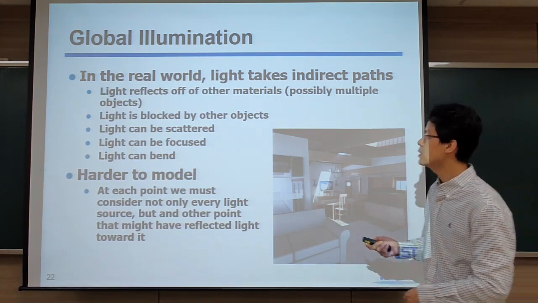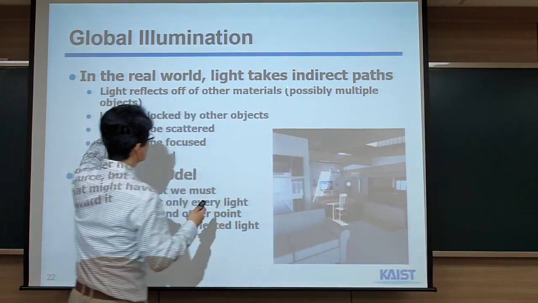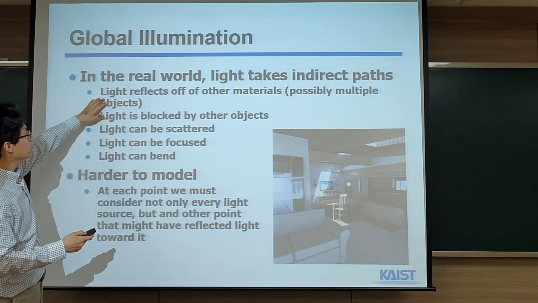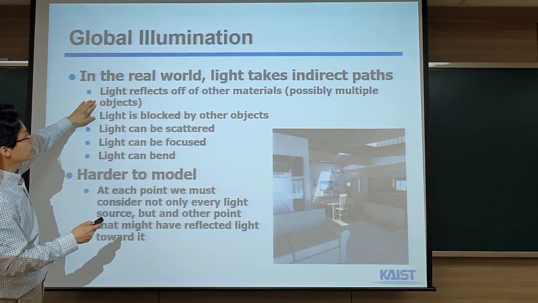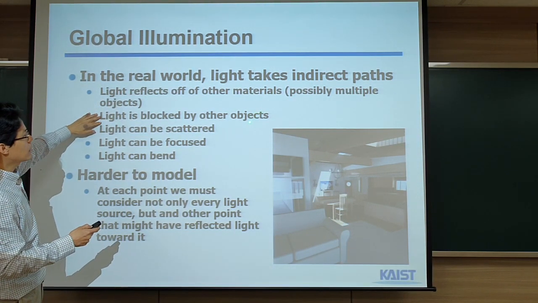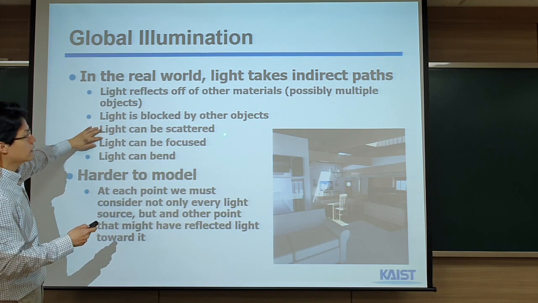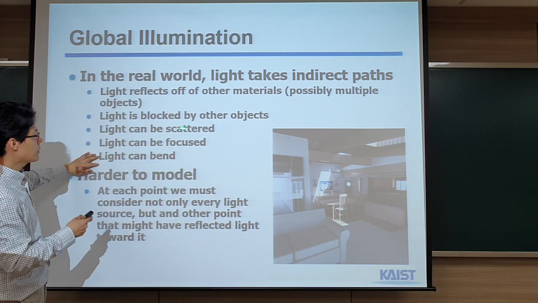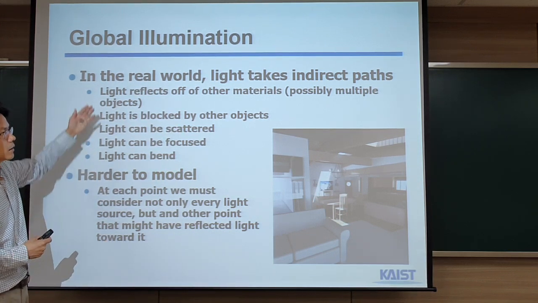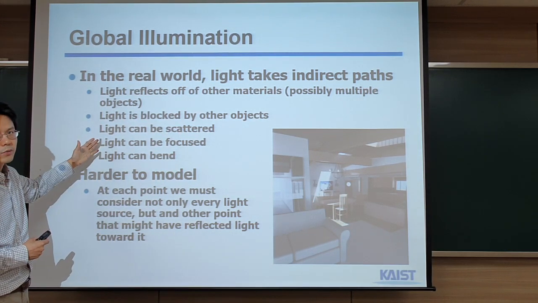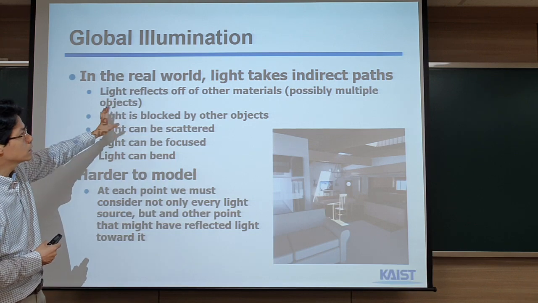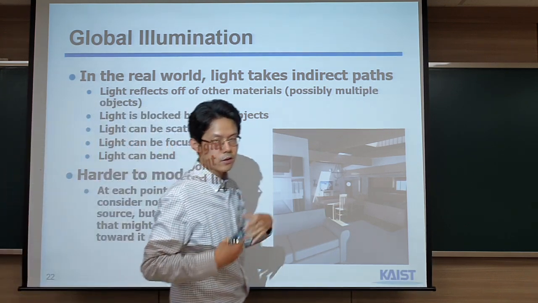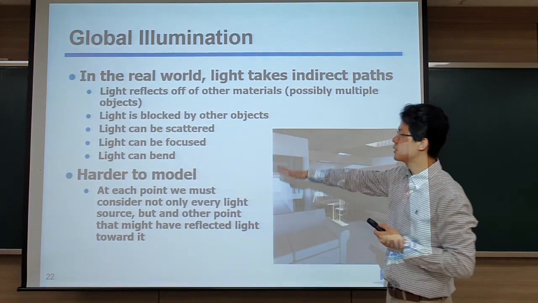In the real world, light can take indirect paths. In other words, light reflects off other materials. Also, light can be blocked by other objects. Light can be scattered, light can be focused, and light can even be bent, right? When we considered the rasterization Phong illumination model, we didn't really talk about these issues, but we need to think about them. We need some sort of mechanism to support this.